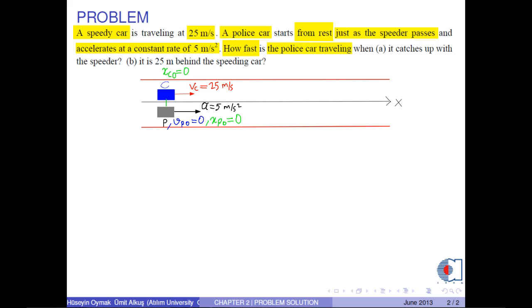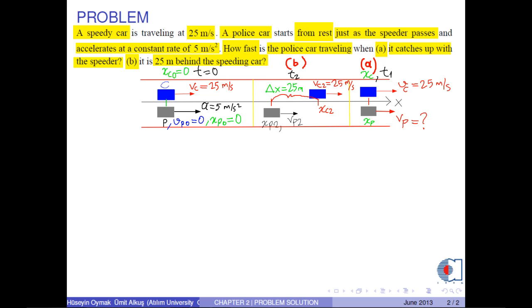How fast is the police car traveling when A. It catches up with the speeder, B. It is 25 meters behind the speeding car.